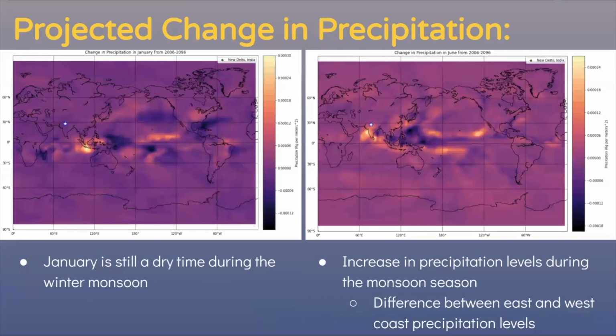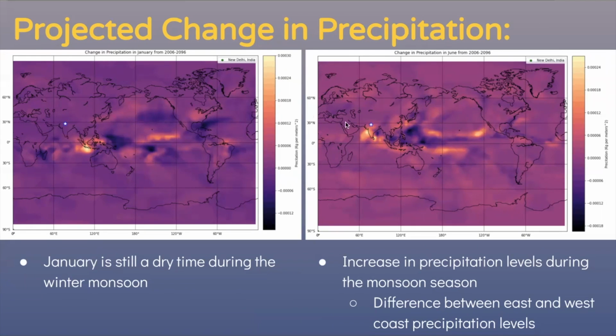I wanted to first look at the change in precipitation during the summer and winter monsoon seasons in India. Unsurprisingly, in the figure over here, January is still a dry time during the winter with no change in precipitation because they didn't get precipitation during this time to begin with. So that was kind of expected.